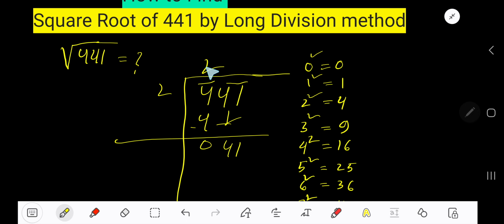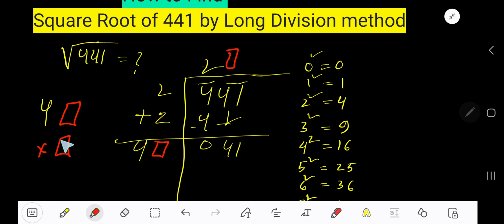Here you have placed the digit 2, so the same digit will come under the divisor and you need to add, that is 4. I am doubling this digit actually. Then guess a number. This number also comes here, 4, and here the guessing number, and you need to also multiply.